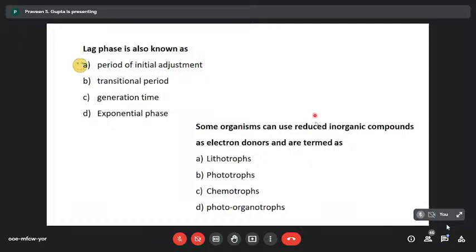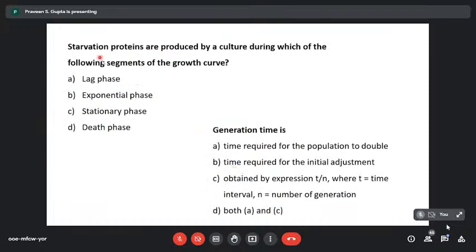And some organisms can use reduced inorganic compounds. Whenever I am saying inorganic, don't look at anything else, directly come to the lithotrophs. Okay, so the next question is a starvation condition. Starvation means hunger, a nutritional stress condition. If bacteria have such a nutritional stress condition, obviously they will be present in the stationary state condition.